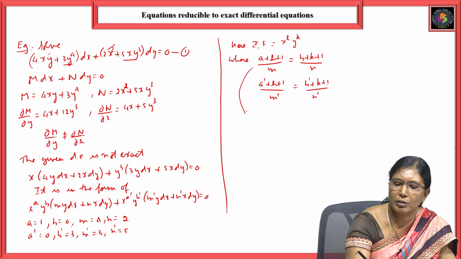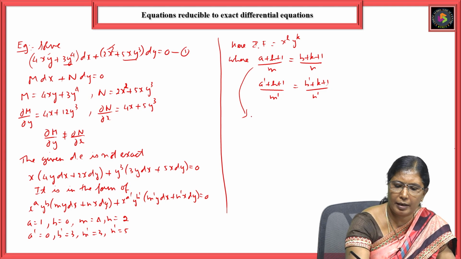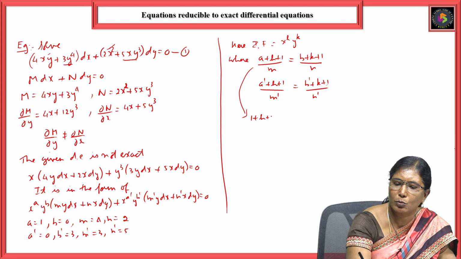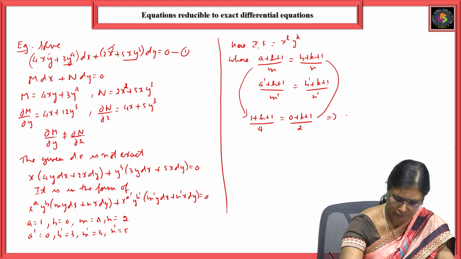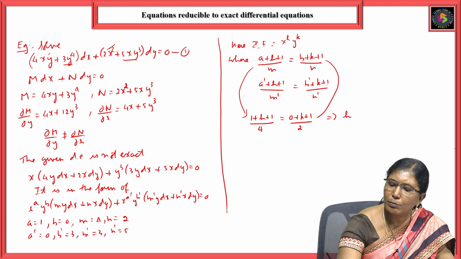From the first relation we can find: a is 1, so 1 plus h plus 1 divided by m, and m is 4. And from the second relation, b is nothing but 0, plus k plus 1 divided by n, which is 2. So what do you get from this equation? h minus 2k is equal to 0. You can take this equation as 2.